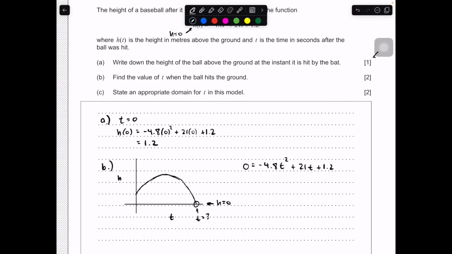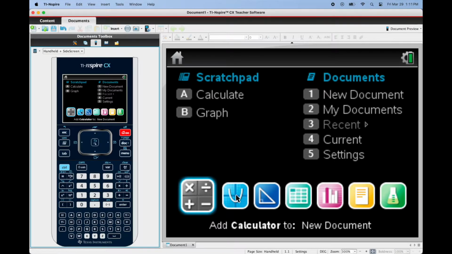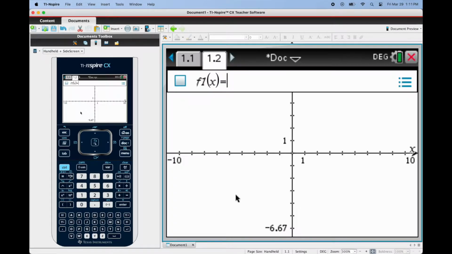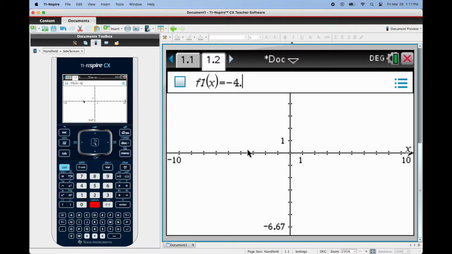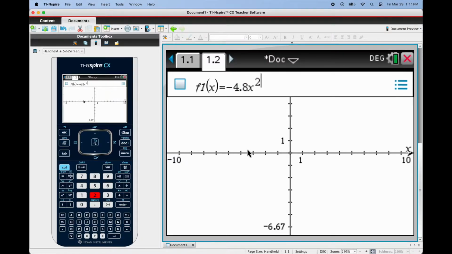And for this question, I think it's probably going to be the easiest to graph it, so let's go ahead and do that. So here we go in the calculator screen. Let's go into the graph. Let's graph this function, negative 4.8x squared plus 21x plus 1.2.